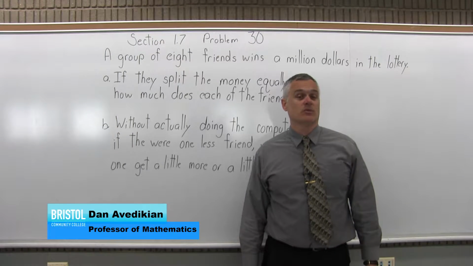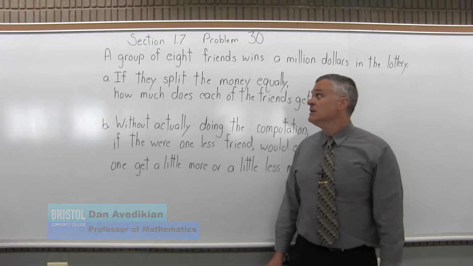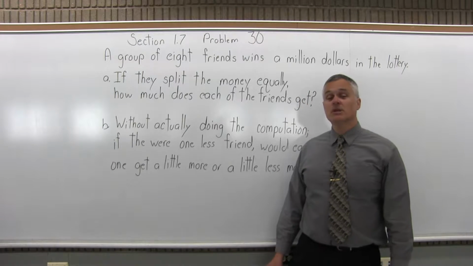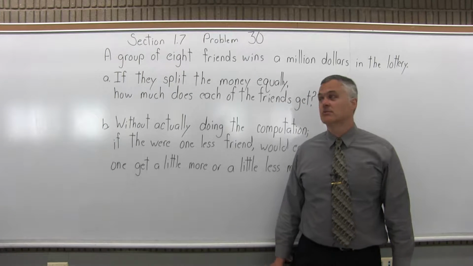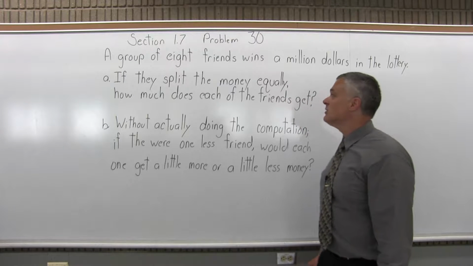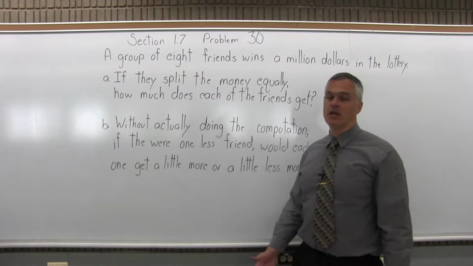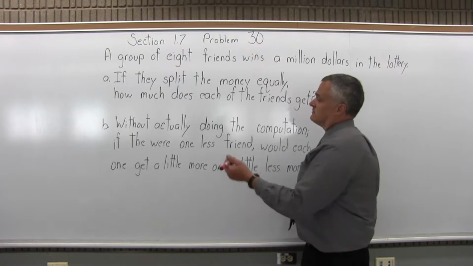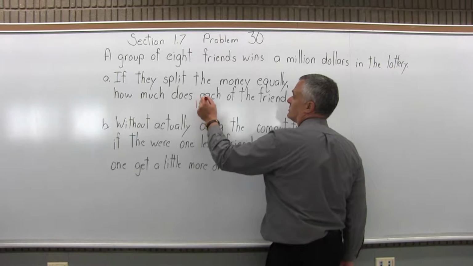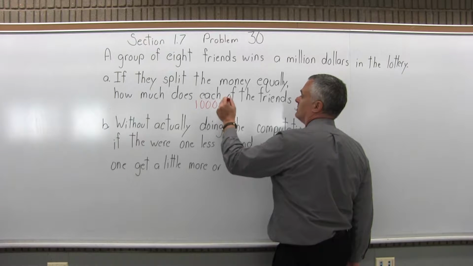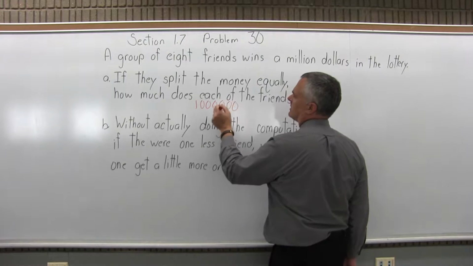This is Section 1.7, Problem 30. It says a group of 8 friends wins $1 million in the lottery. If they split the money equally, how much does each of the friends get? That's part A. Well, you have $1 million that you will split with 8 people.